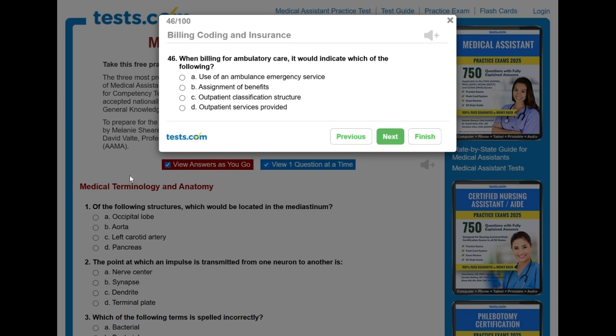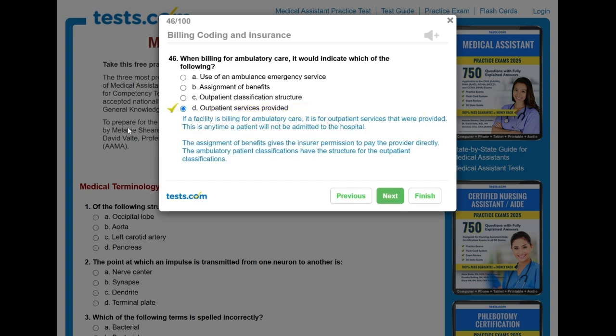Question 46. When billing for ambulatory care, it would indicate which of the following: A. Use of an ambulance emergency service. B. Assignment of benefits. C. Outpatient classification structure. D. Outpatient services provided.